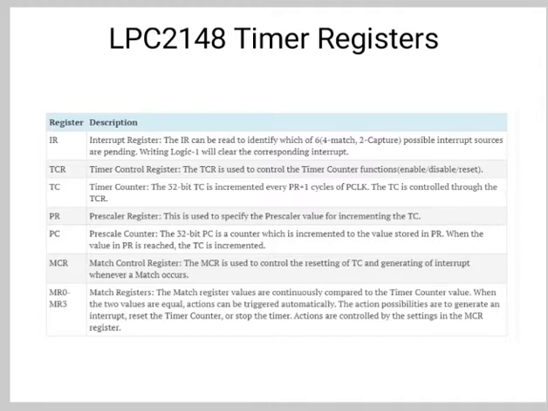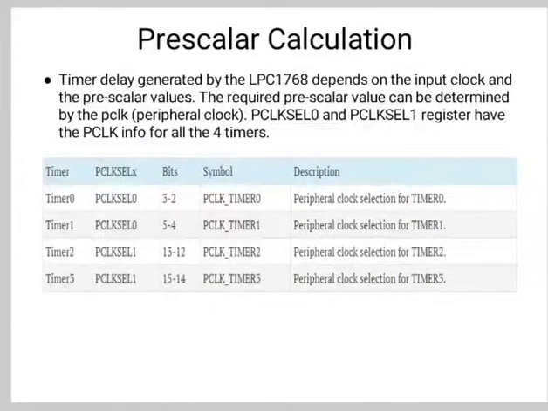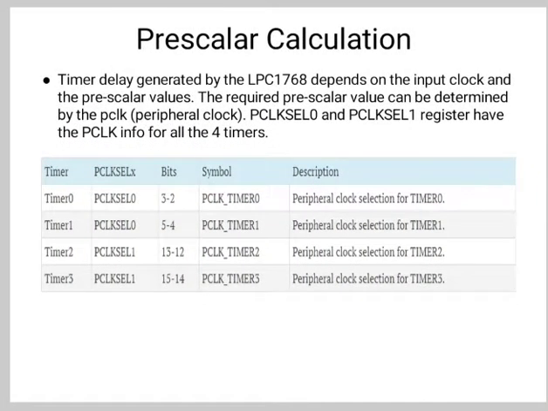So these are the steps for setting up the timer. Next is the prescale register value, or the prescaler calculation. Now the timer delay generated by the LPC depends on the input clock and the prescaler values. The required prescaler value can be determined by the clock, PCLK, that is the peripheral clock.